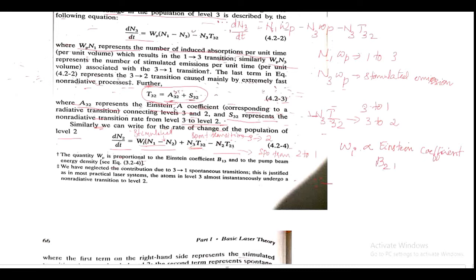Here Wi is proportional to the Einstein coefficient B21 and to the energy density associated with the lasing transition from level 2 to 1. Also T21 represents the net spontaneous relaxation rate from level 2 to 1. And if this transition rate is predominantly radiative, then we can write T21 nearly equal to A21, where A21 represents the Einstein coefficient.